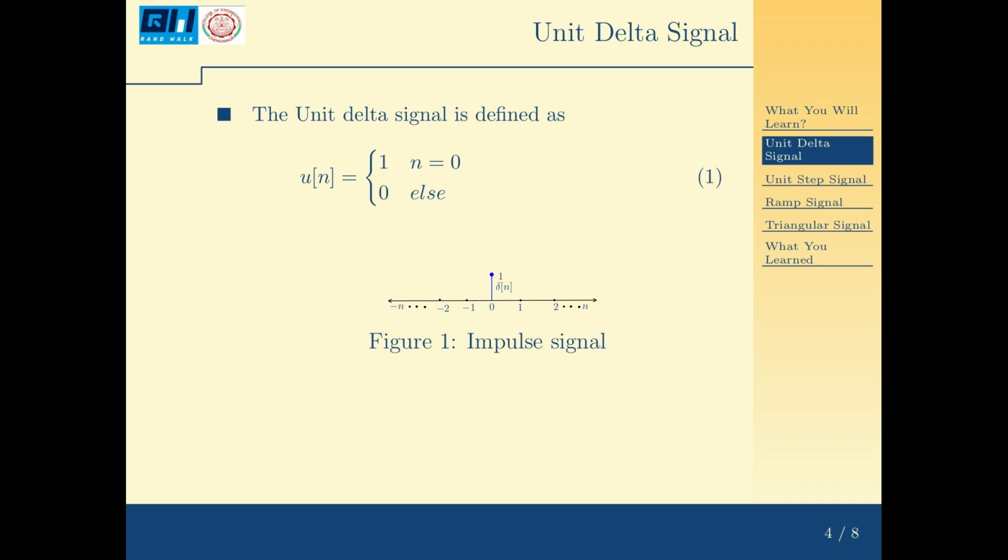Now let's think about a unit delta signal. This is somewhat similar to the canonical delta function we saw in the analog domain. Here the unit delta signal is defined as delta of n, where the time axis is discrete, that is n. Delta of n is 1 for n equal to 0, else 0. So the shape of the signal looks like this. From minus infinity to minus 1, the value is 0. From 1 to infinity, the value is 0. At n equal to 0, the value is 1. This is a discrete unit delta signal.